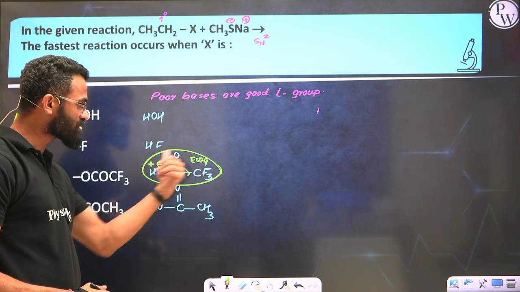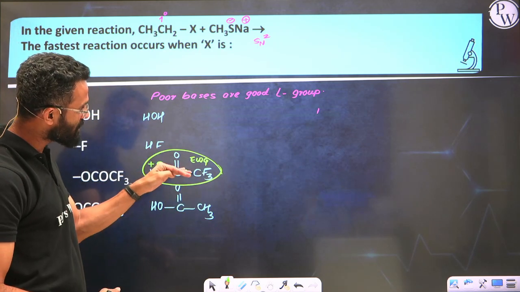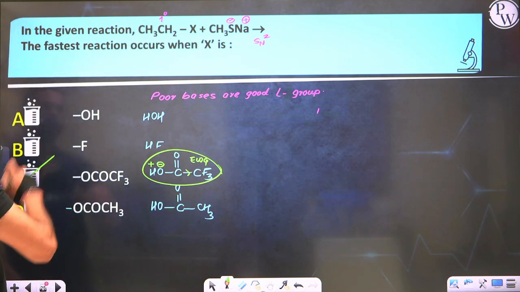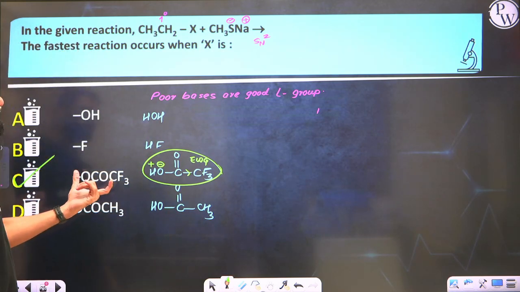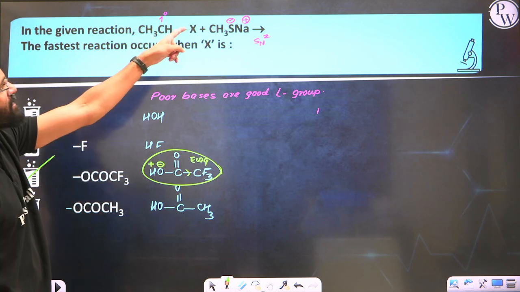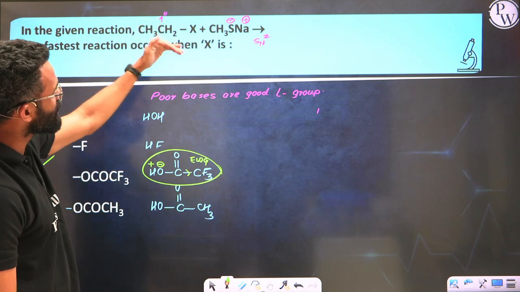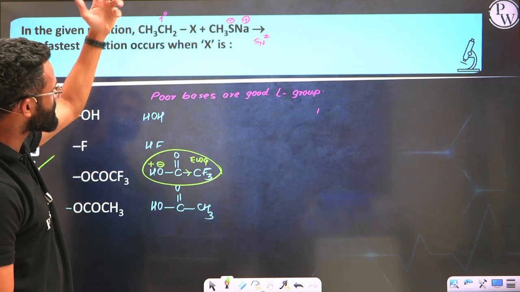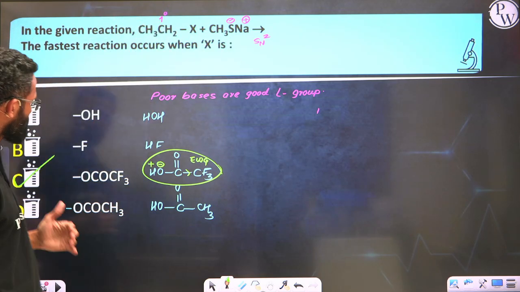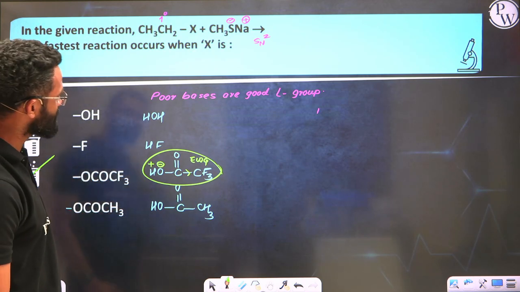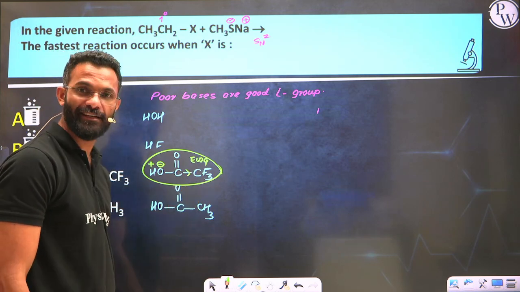So because this is a strong acid, its conjugate base is poor, and poor bases are good leaving groups. Because this is the best leaving group, it will let the nucleophile attack faster and itself will leave faster. So which means because of the better leaving group, the rate of reaction will be faster when the value of X is the corresponding trifluoroacetate ion.